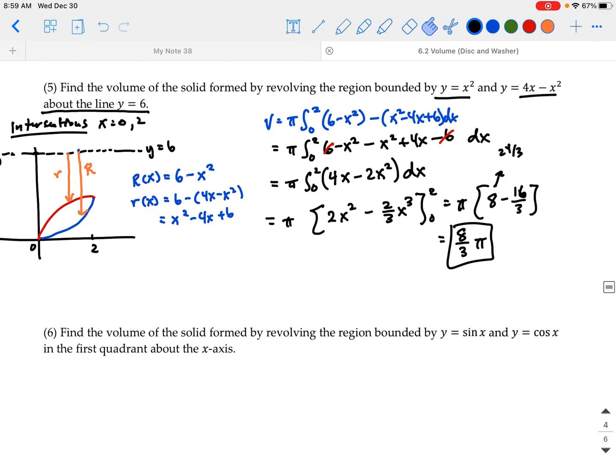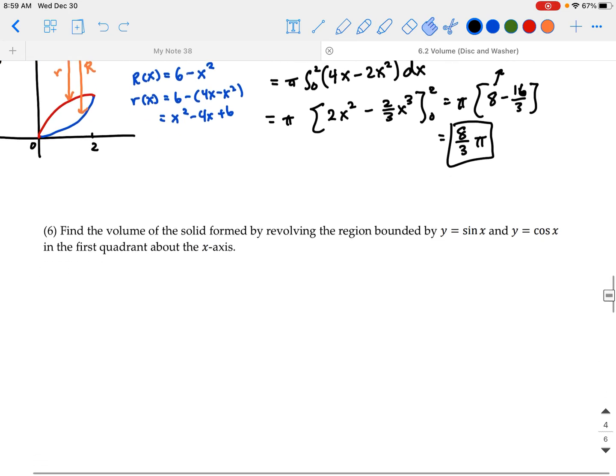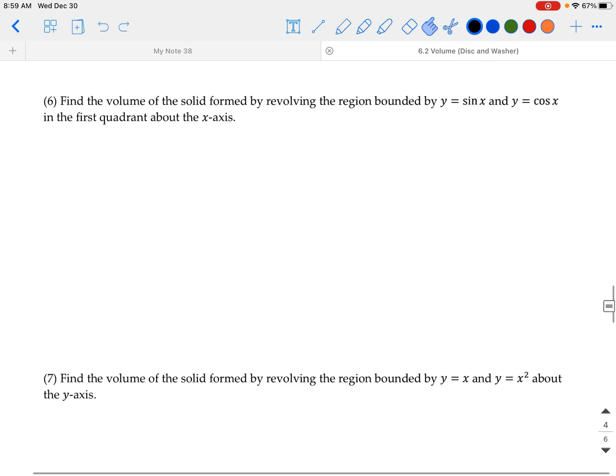All right, so we can see that if we revolve it about a line that's not the x or y axis, it's going to make our radii a little bit different and a little bit more complicated possibly. So we do need to be careful with our work there. All right, so let's go ahead and move on to number 6.